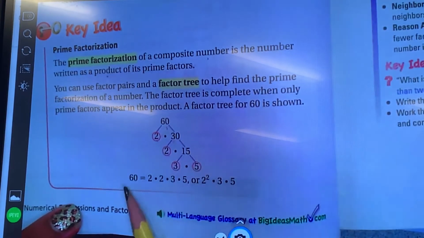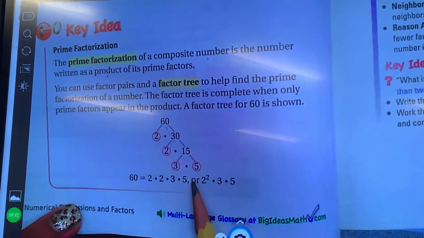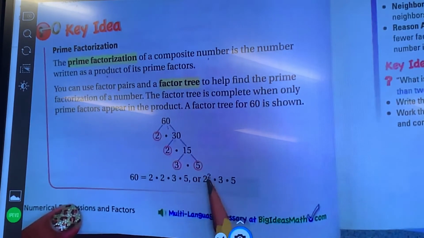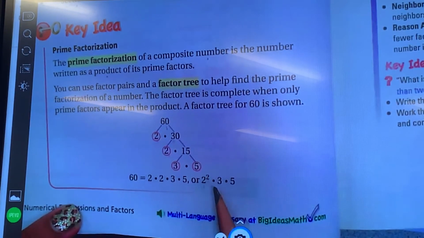So 60 equals 2 times 2 times 3 times 5. They just multiplied all the prime numbers that were left. Or, here's where the exponent comes into play. You have the 2 twice. So you have the base number of 2 and you have it 2 times. So 2 squared times 3 times 5. This is the prime factorization using exponents. So let's practice a few of those.